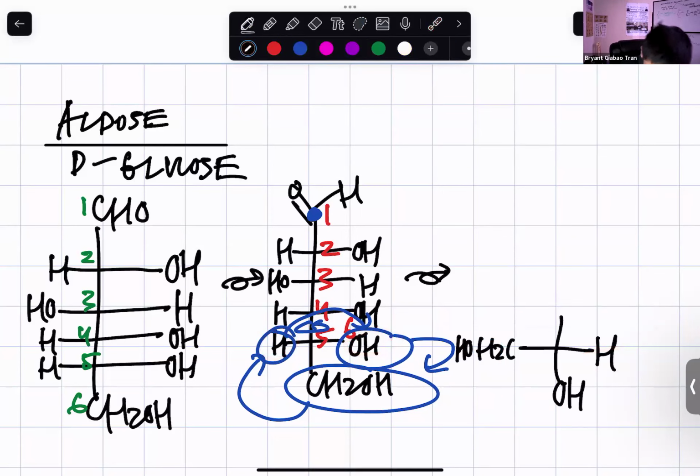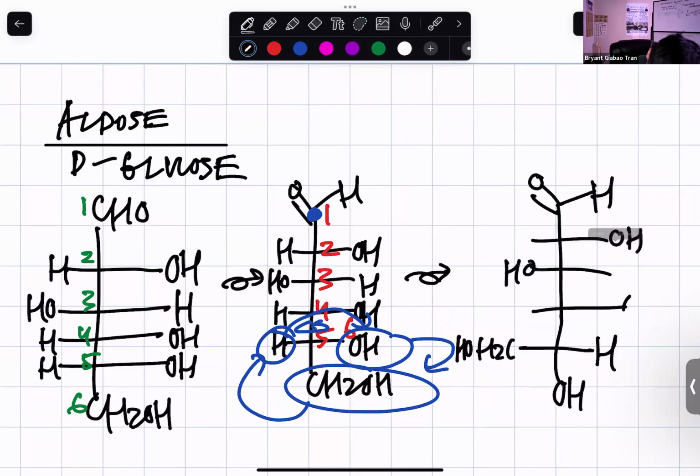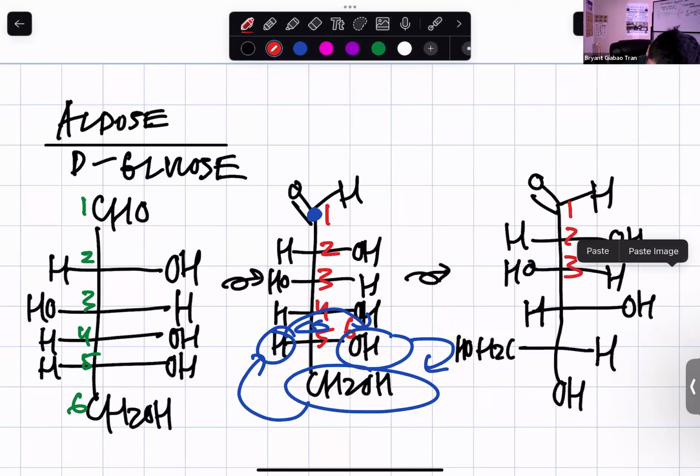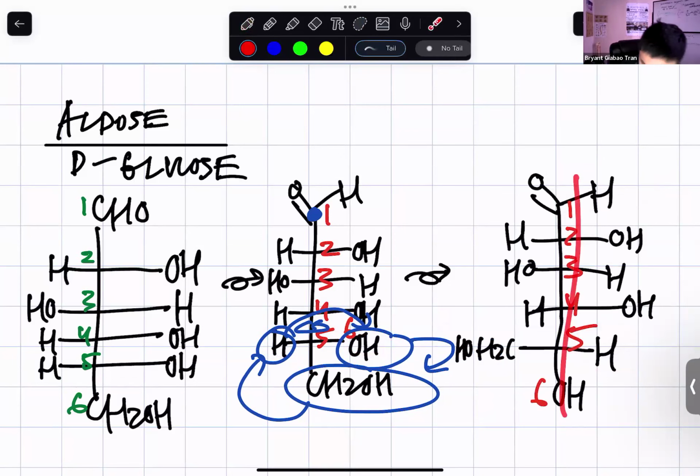Everything else, copy and paste, right? Nothing changed to these other carbons here. Copy, paste, copy, paste, copy, paste. Right? The reason why I did this is because now that allows my numbering system to go straight down. 1, 2, 3, 4, 5, 6. Right?